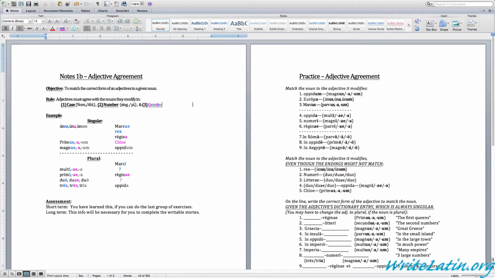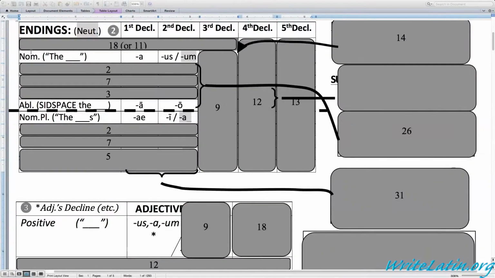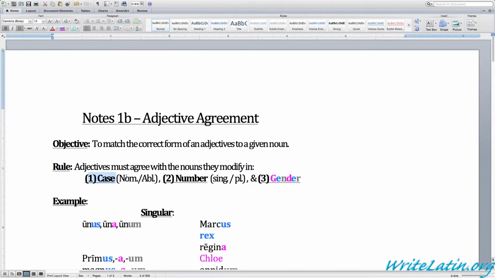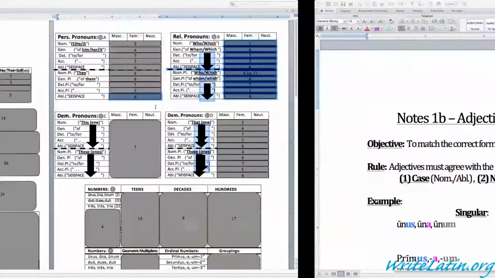Only one rule that we're going to follow all day today. Adjectives must agree with the nouns they modify in case, number, and gender. Now, what are the possibilities for case? Well, case can be nominative or ablative. So those are the two possibilities. What about number? Well, number can be singular, which is everything above the big, heavy dashed line, or plural, which will be everything below the dashed line.